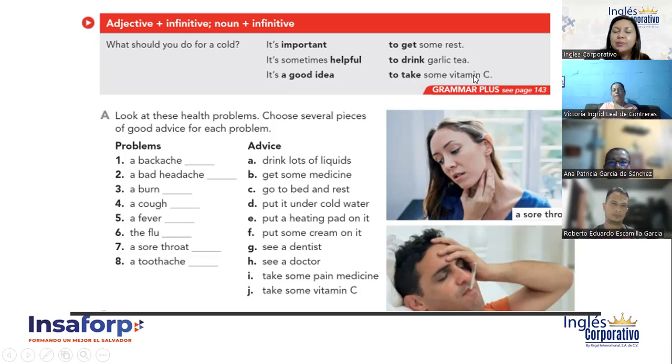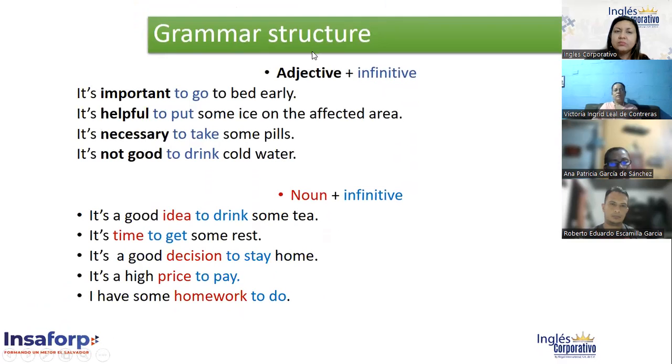Okay, so what we have to see here is the structure. We have adjective plus infinitive: the adjective important, the adjective helpful, the infinitive to get, the infinitive to drink. Also, we have a noun plus infinitive. For example, good idea is the noun idea, and the infinitive to take. You will see it here. Adjective plus infinitive.